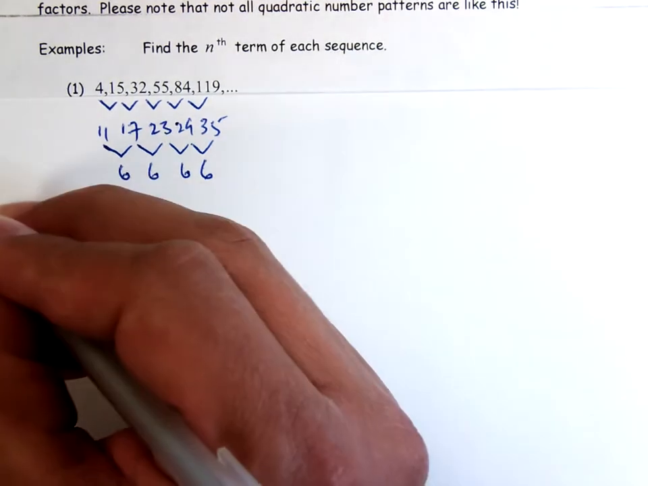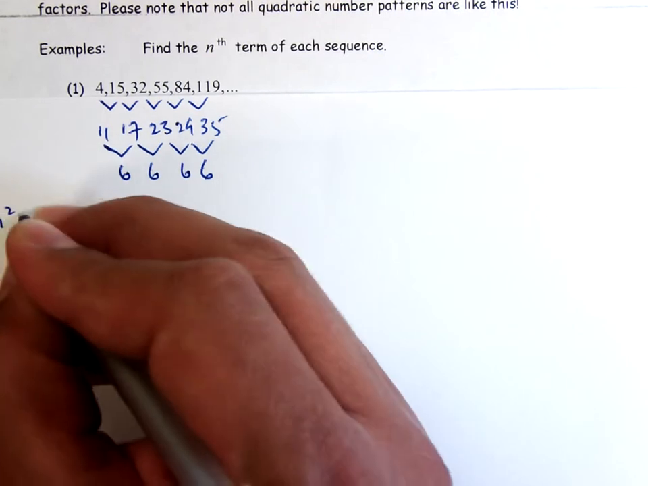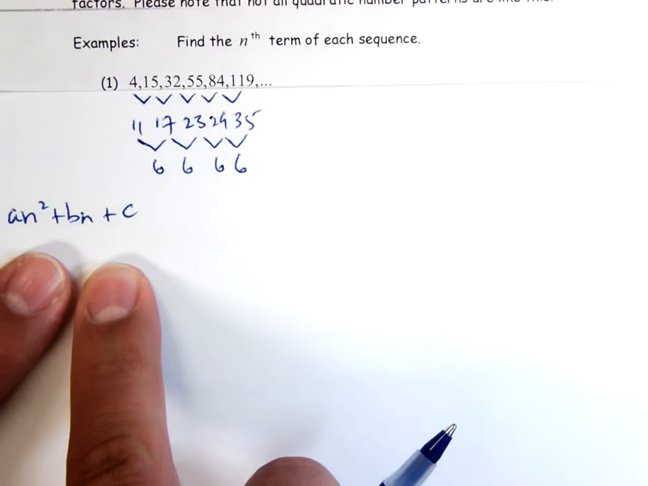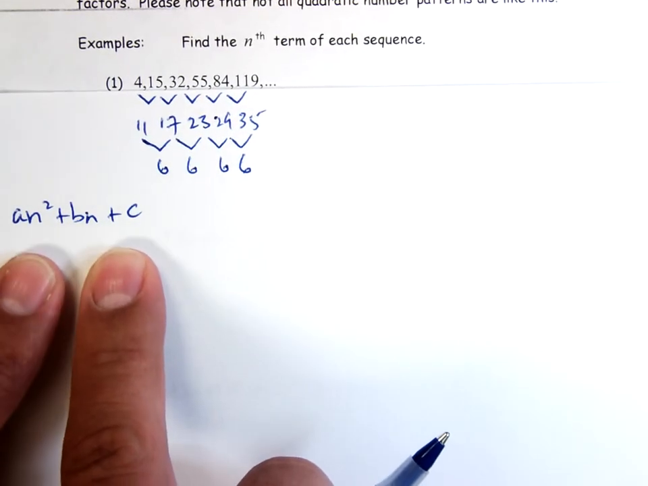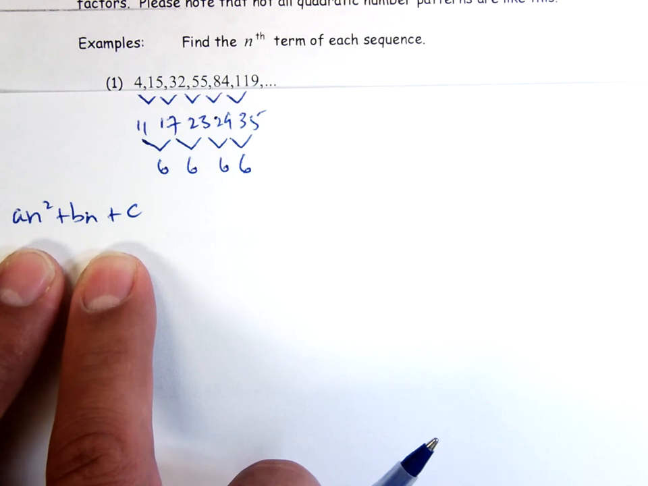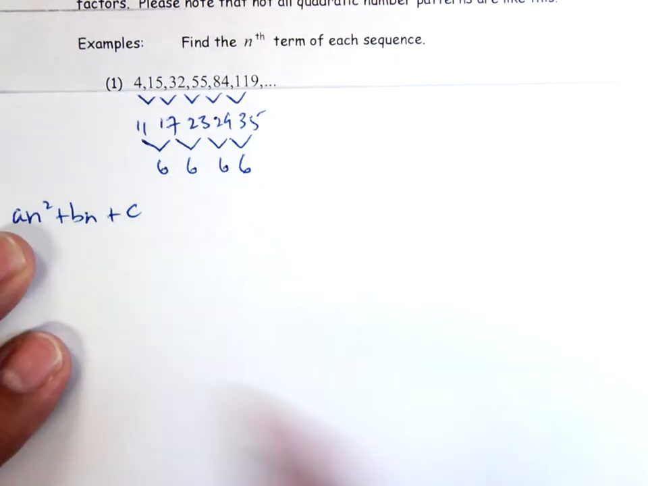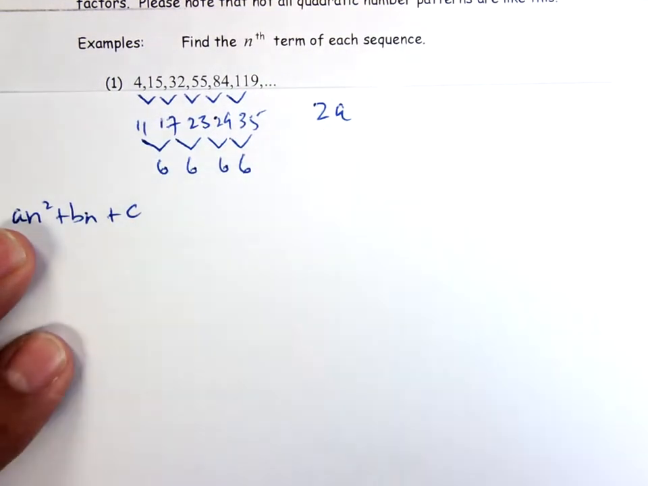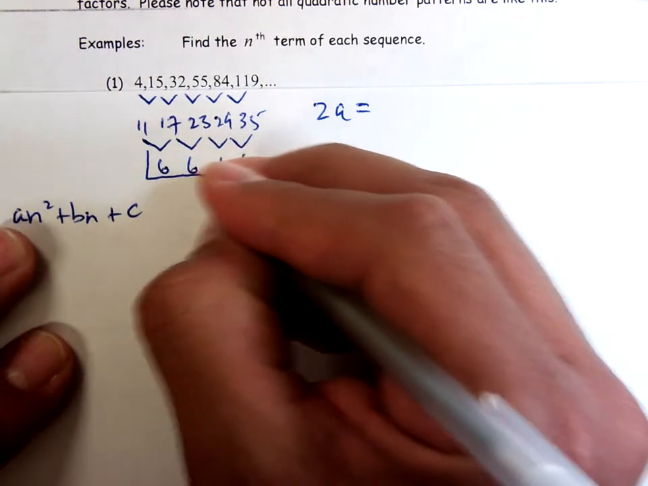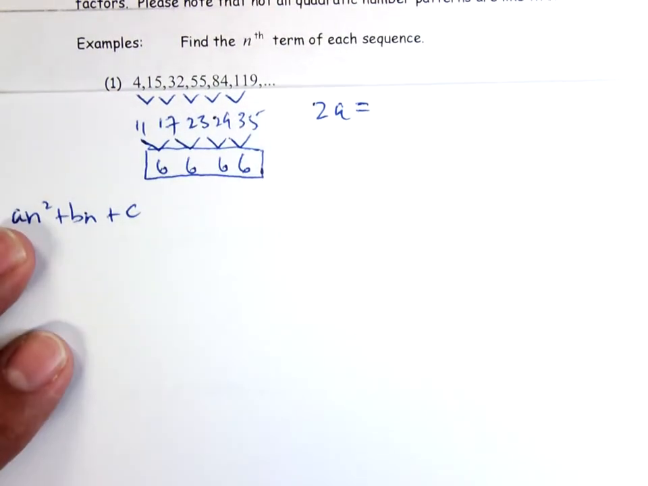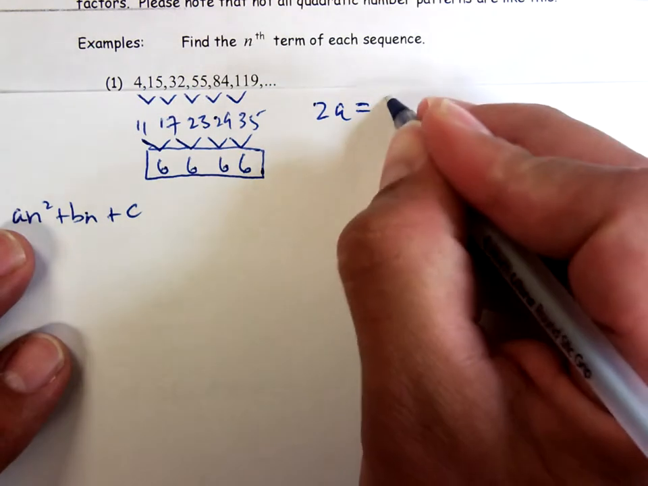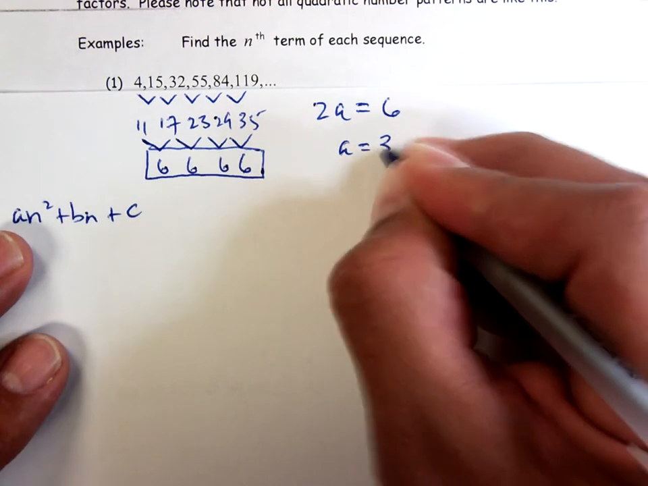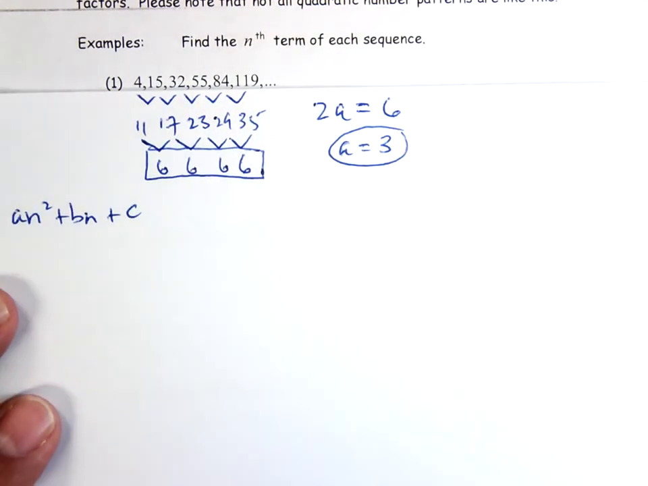So I'm going to write my formula. I know it's going to look something like this: an squared plus bn plus c. Remember, to get the a, I always get the a the same way. I always do 2 times a. It is always 2 times a, equals, and you set it equal to whatever you got for your second difference, which in this case was 6. So I now have a one-step equation, divide both sides by 2, and I get that a is equal to 3. So there's my first one.